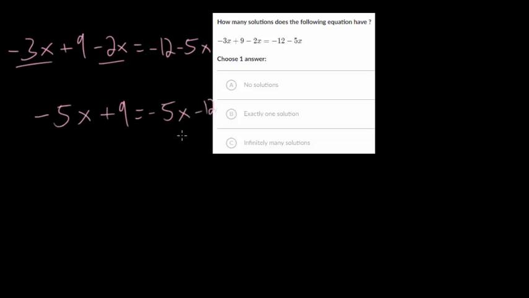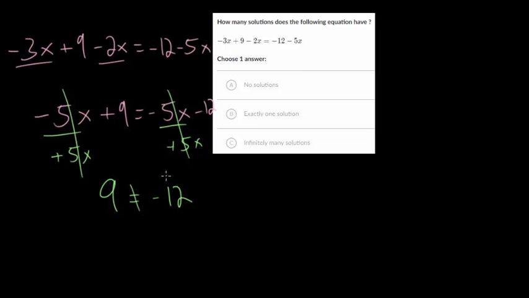I just switch the order, which you could definitely do as long as you keep your signs attached. And from here, I can see I have the same variable on both sides, but different numbers. So when I add 5x, when I try and move them to the same side, both of these cancel out, and you get that 9 is negative 12, which is nonsense. 9 is not equal to negative 12, so that means there are no solutions to this. No value of x can you put in here where it would evaluate to something true. So let's conclude that it's letter A, no solutions on this one.